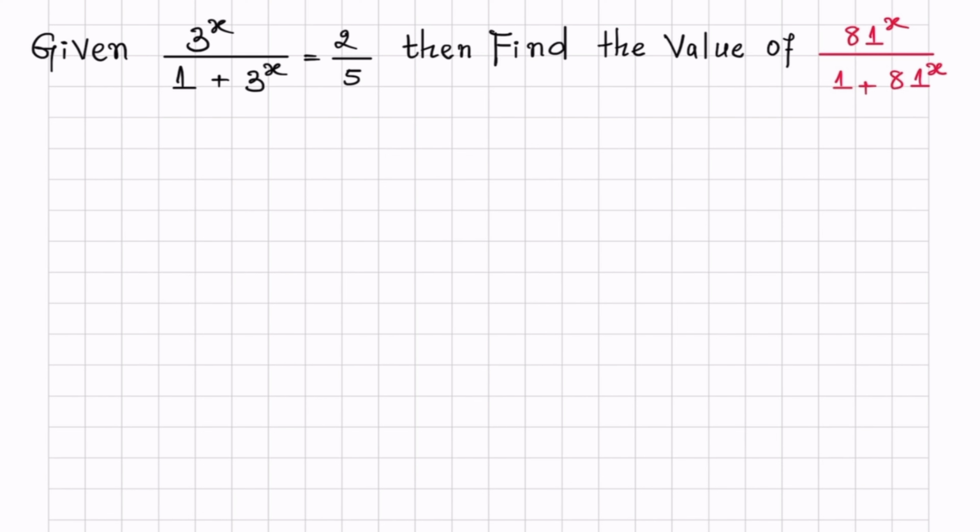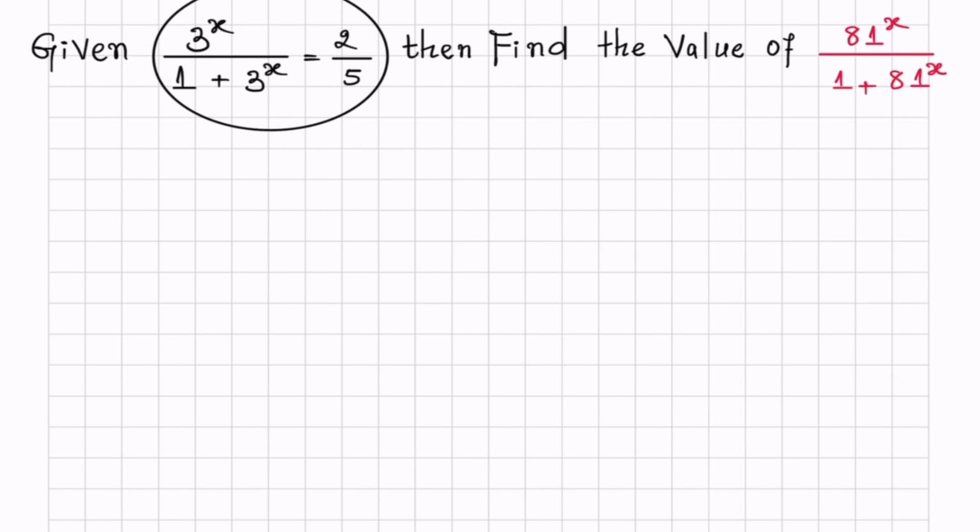Okay, so in this question they are given 3 to the power x over 1 plus 3 to the power x equal to 2 over 5. Then find the value of 81 raised to the power x over 1 plus 81 raised to the power x. Okay, so first of all we are going to use this in order to find the value of x.